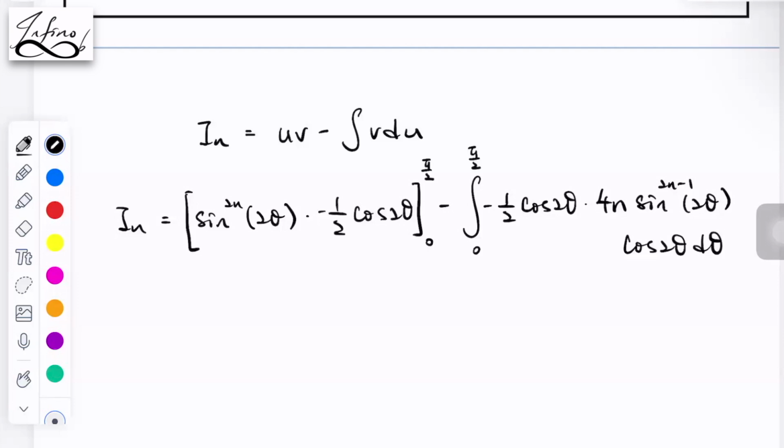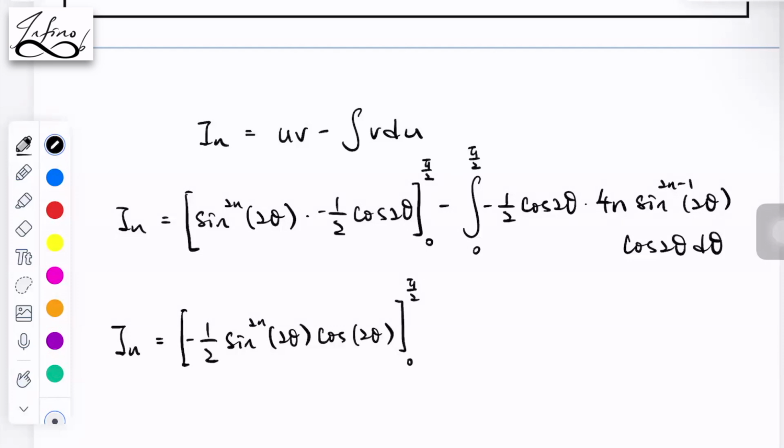Okay. Then let's do some thought process. So this one is In. If I do some simplification, the first part, I can take the negative 1 over 2 at the front, and then I can have sine 2n 2 theta cosine 2 theta, and then substituting from 0 to pi over 2. Then as usual, this is negative, negative, and that's why it's positive.